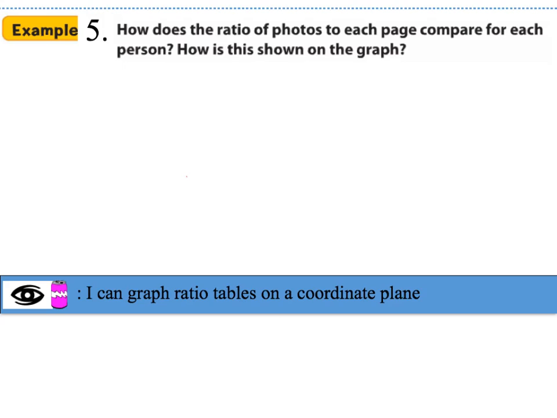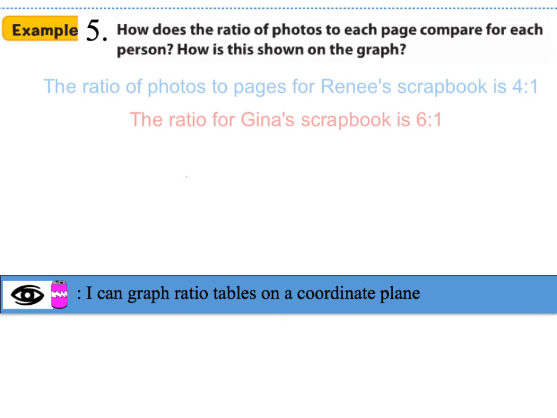For example 5, we're still using the problem that we completed in example 3 and 4, but now they're asking us to take it a step further. They're asking us, how does the ratio of photos to each page compare for each person? How is this shown on the graph? By looking at the information in the other examples, we know that the ratio of photos to pages for Renee's scrapbook is 4 to 1, which means she has 4 photos on every one page. We also know that the ratio for Gina's scrapbook is 6 to 1, which means there are 6 photos for every one page.